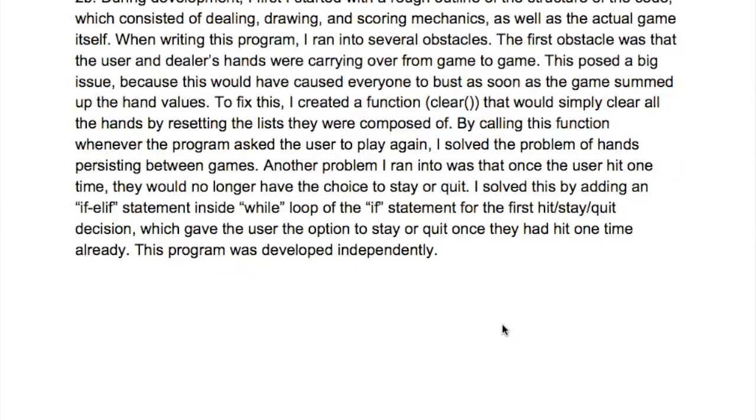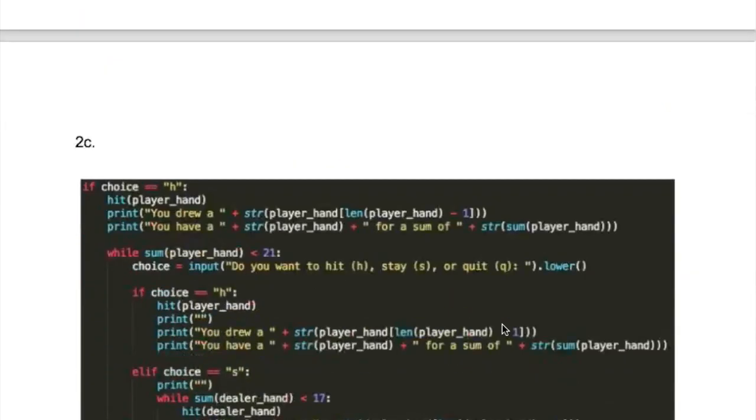And make sure you're talking about the iterative process. I tested out my code. I had somebody try out my code or my game, and this is what happened. And because of this, I went back and I decided to revamp my code because of this test. Things like that. That's what you want to be talking about.